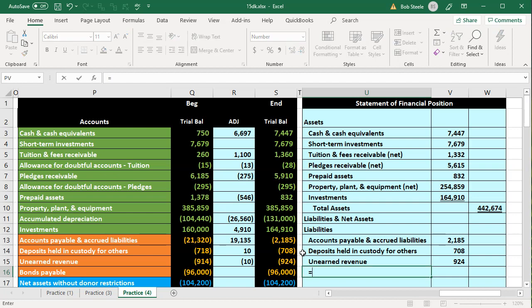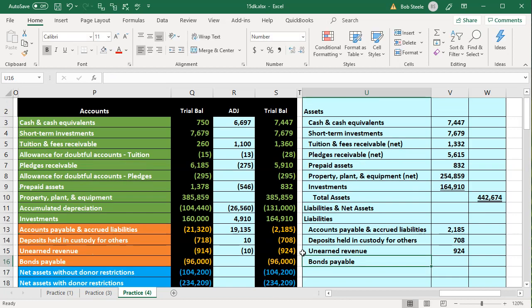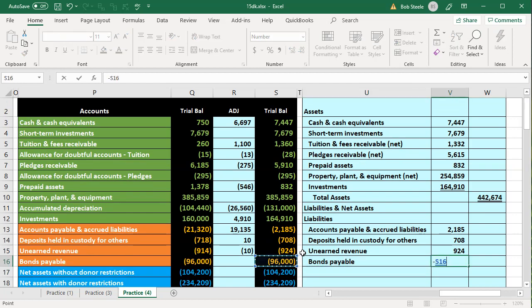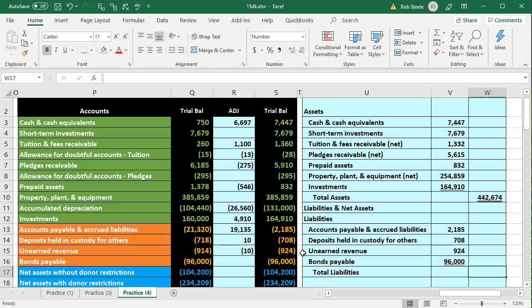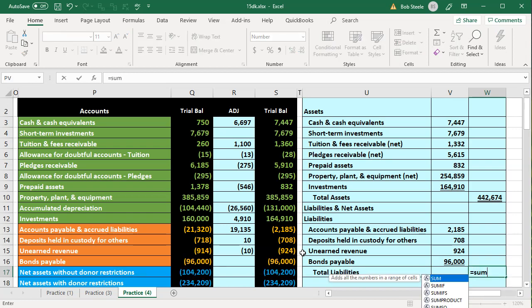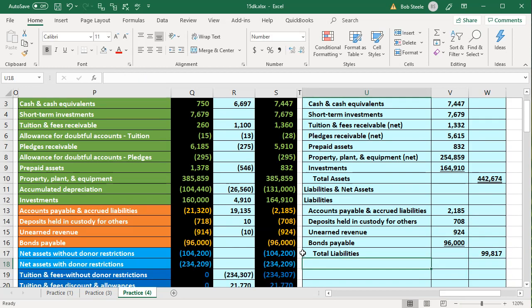And then finally, we have the bonds payable. That's going to be negative of the 696,000. So there we have those. And that's going to add up to the total liabilities. That's going to be in the outer column in W17, where we will say equals SUM. Sum this up. The trusty sum function adding up the liabilities. And so there is that.